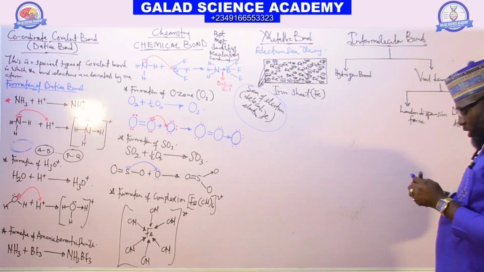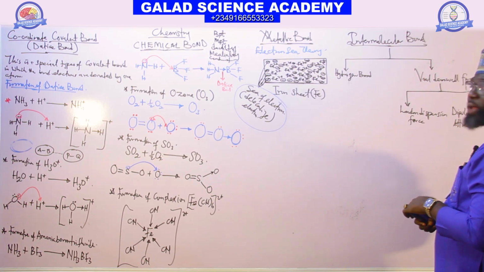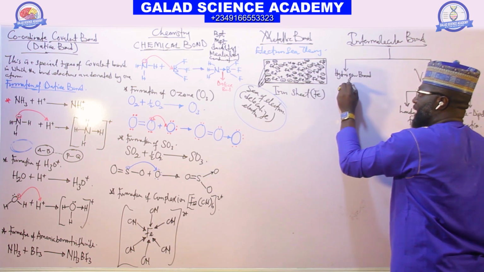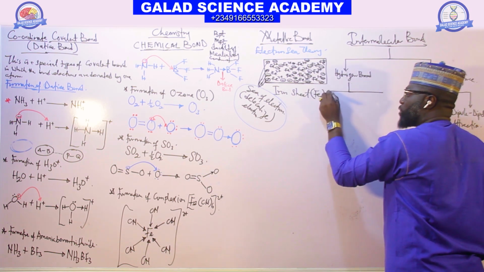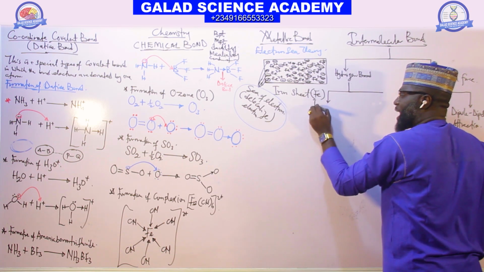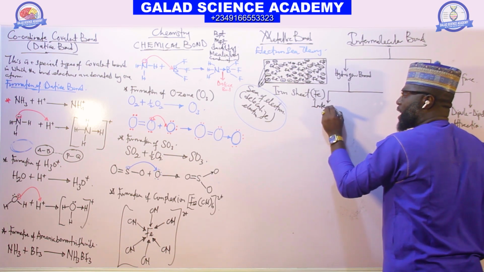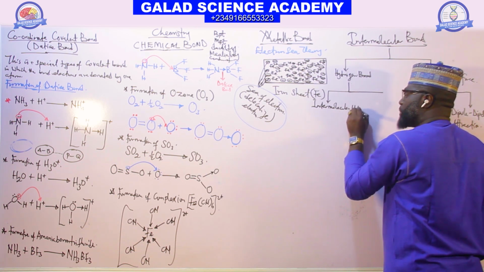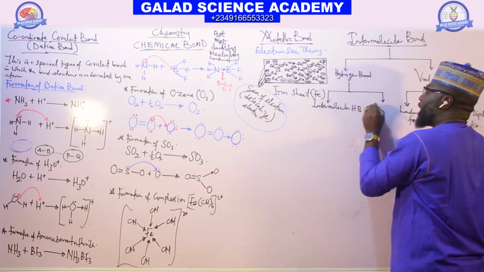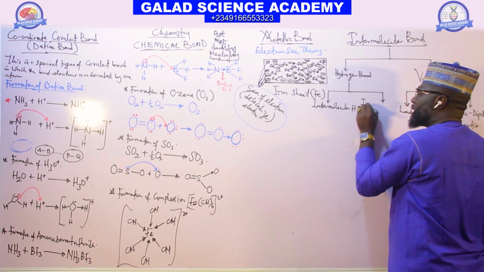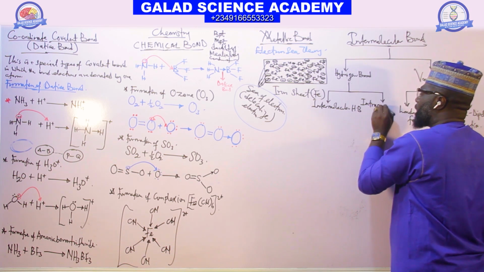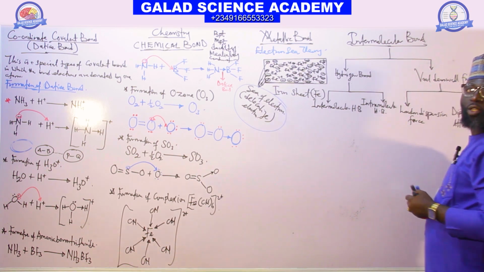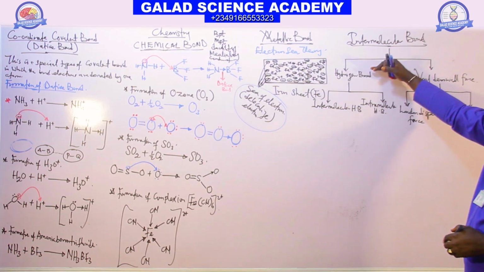And look at the hydrogen bond. The hydrogen bond is also divided into two parts. Like I said earlier, the first one we have intermolecular hydrogen bond, HB. And the second one we have intramolecular HB. So let us start from hydrogen bond.